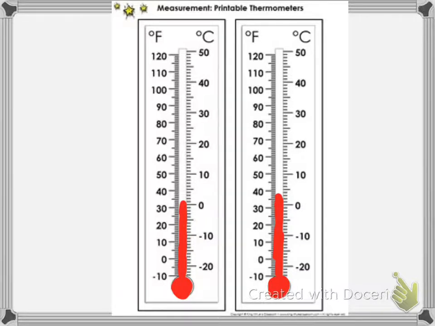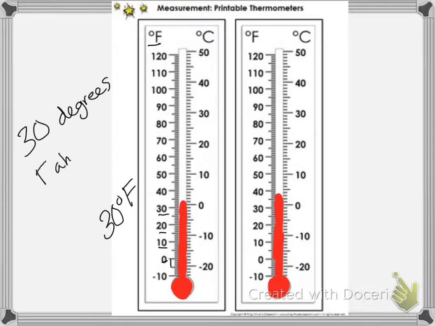If my thermometer looks like this, what temperature is shown on the thermometer? We're looking on the Fahrenheit side. We go up: 0, 10, 20, 30, and my line doesn't get to the 40 yet. That means that it's about 30 degrees Fahrenheit. We could also write that in long form, which would be 30 degrees Fahrenheit.